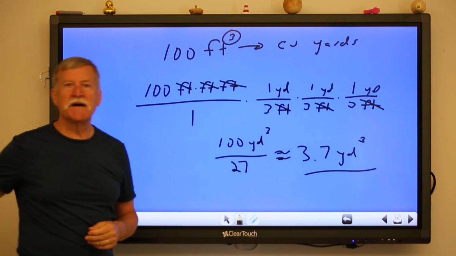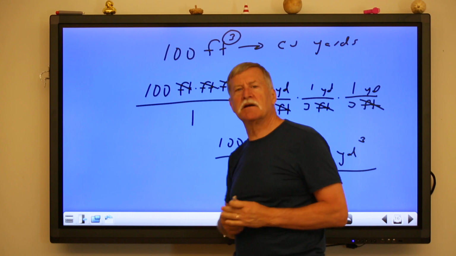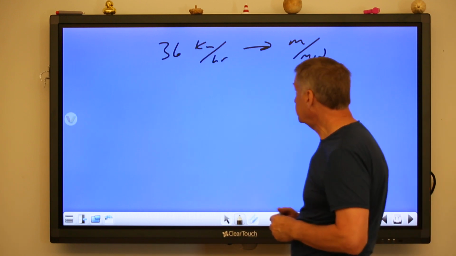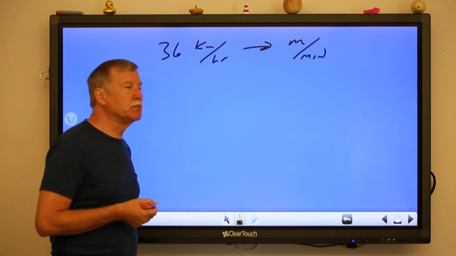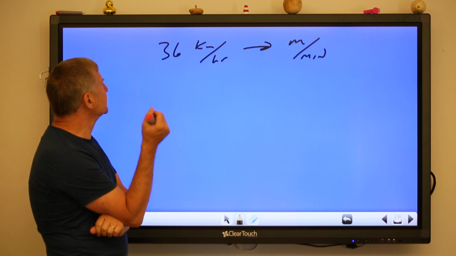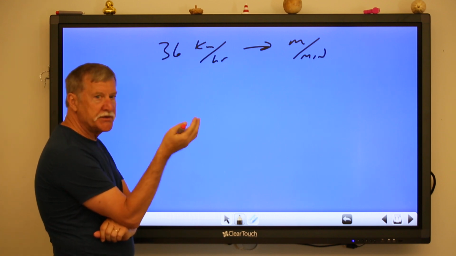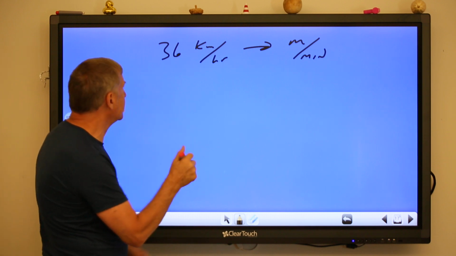A cement truck holds about 6 cubic yards, those big old cement trucks. So basically you're getting a little more than half a cement truck to pour your sidewalk. Okay. All right, here's another instance where you're going to need more than 1 unit multiplier. Let's change 36 kilometers per hour into meters per minute. 2 unit changes going on here.